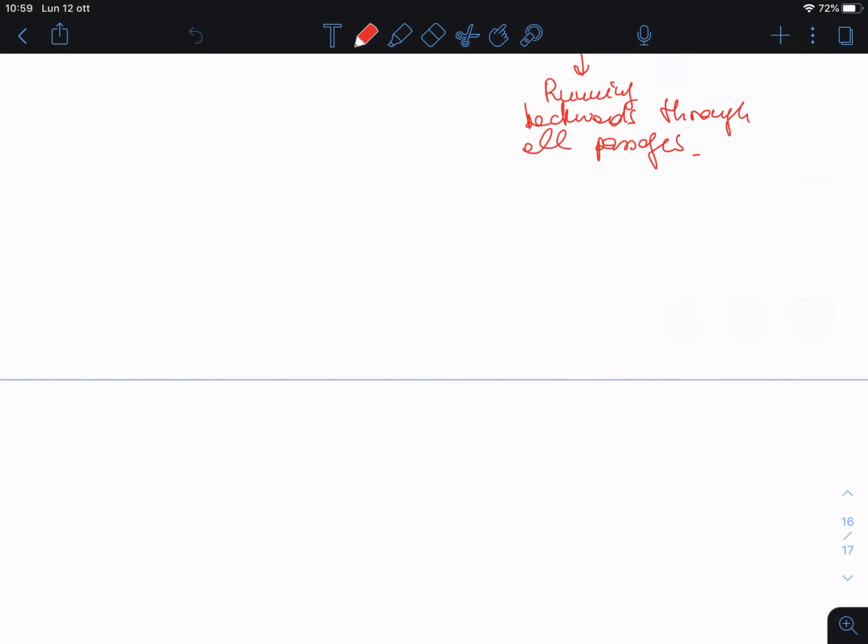So let us go with the last part of today's lecture, and the last part starts with a homework. The homework is the following. Establish whether the following real sequences are convergent or not.